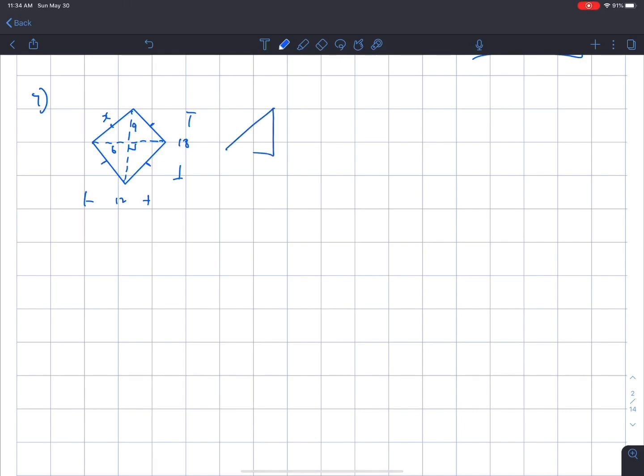Now I can take this right triangle out. This one right here. 6, 9, and x. And then we can do a Pythagorean. 6 squared plus 9 squared equals x squared. So 117 equals x squared. We square root both sides. We get x equals 10.8. So perimeter is 4 times x, which is 4 times 10.8. We get 43.3. And this is in centimeters.